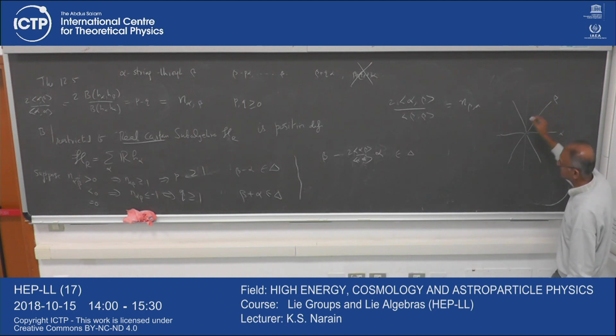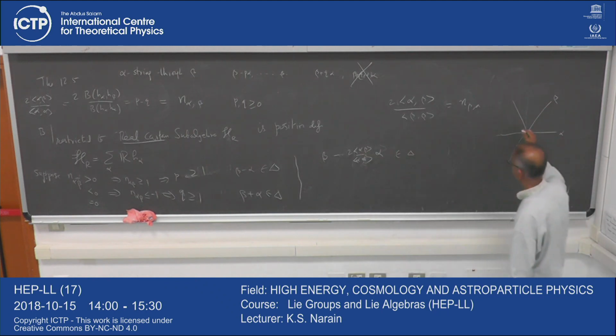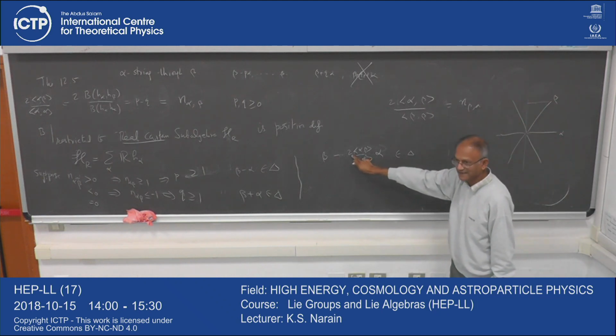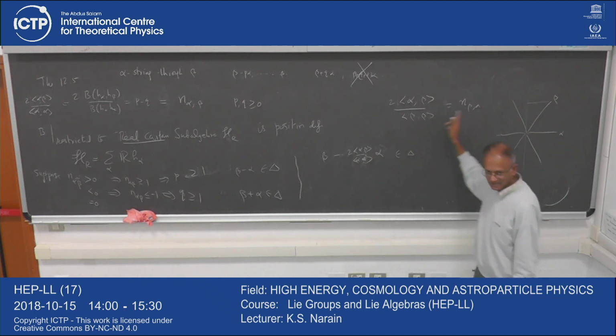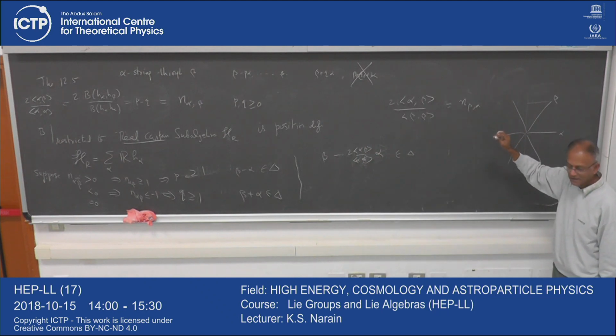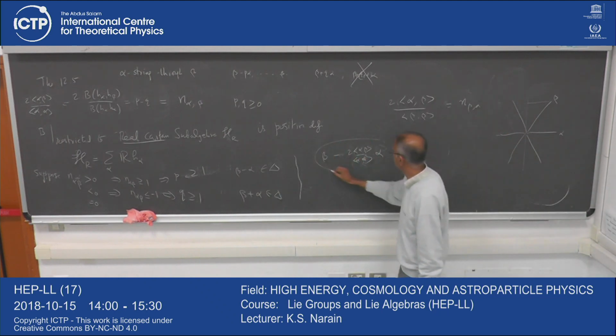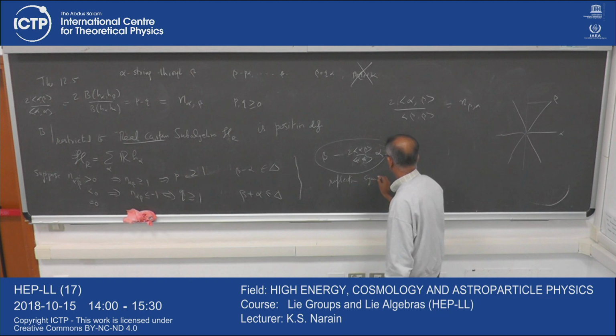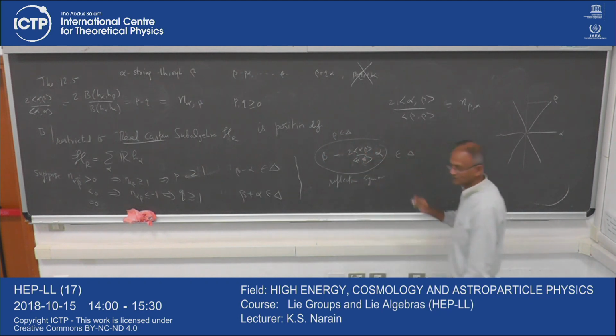Beta minus, you're basically looking at the projection, alpha dot beta, which is this length. I mean, alpha dot beta will be this part here. You're subtracting 2 times that, okay? Which is exactly the reflection. So this is the reflection symmetry, actually. So if beta belongs to delta, then this also belongs to delta.